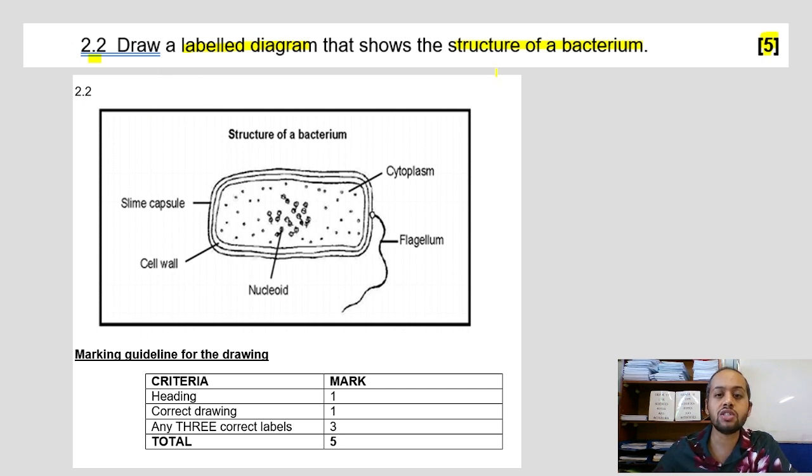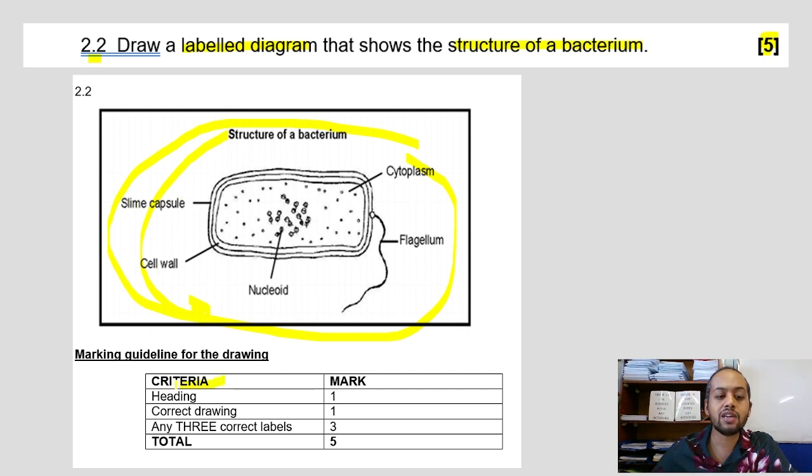To answer this question, this is the structure of a typical bacterium. Please ensure that you state the title of your drawing at the bottom of the drawing and you have at least 3 correct labels for your drawing. For example, cytoplasm, flagellum, nucleoid, cell wall, slime capsule.